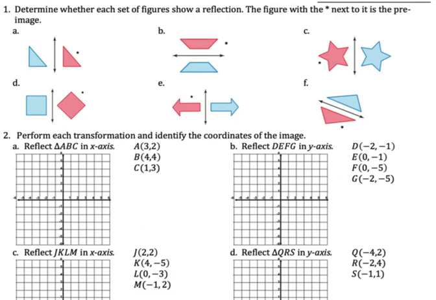Okay, for the assignment, number 1, determine whether the set of figures is a reflection. The figure with the star, the asterisk next to it, is the preimage. So these are yes or no. So 1A, look at those. No, it's a translation, so I would say no.